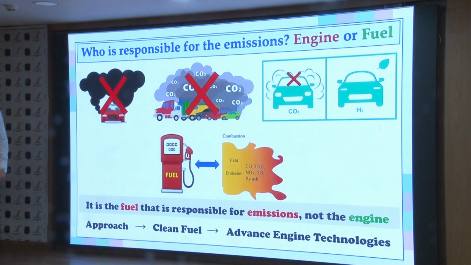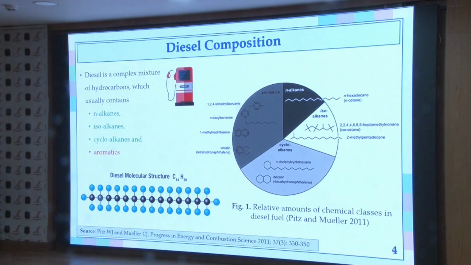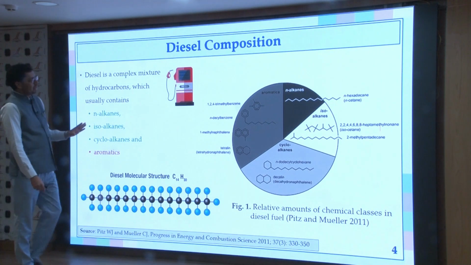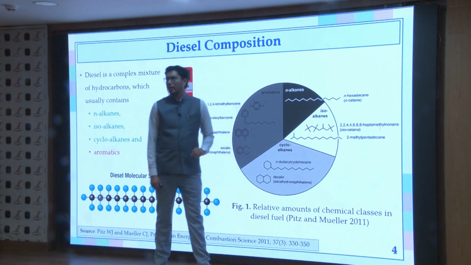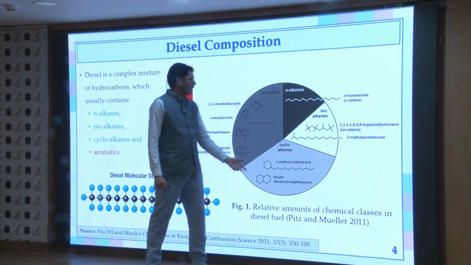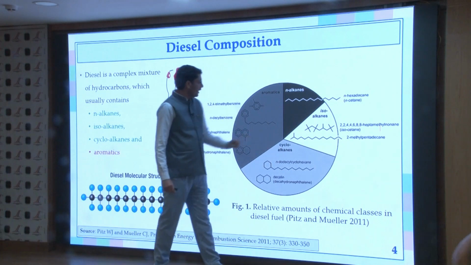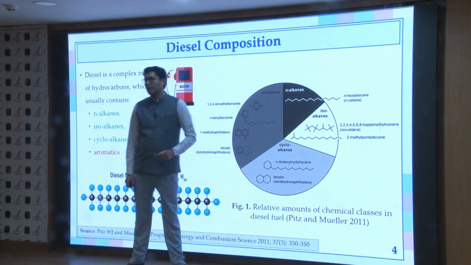So we have to go for an approach of clean fuel and advanced engine technologies. We have to modify engine technologies, and even go for EGR and after-treatment of the exhaust. Now come to the diesel composition. Diesel has different chemicals: alkanes, isoalkanes, cycloalkanes, and here we have aromatics.